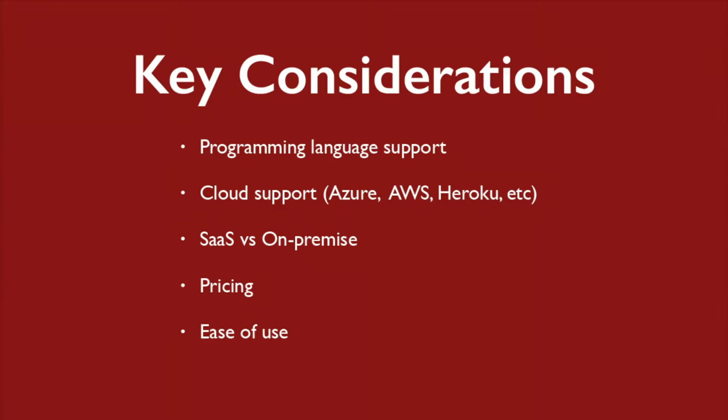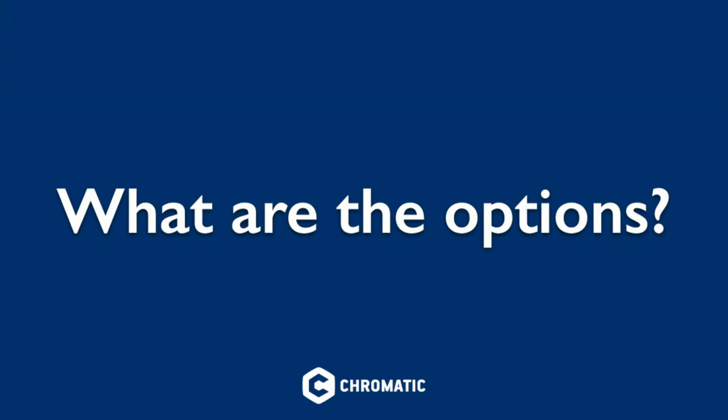Just as a tag on to that, here are some key considerations when you're looking at and choosing an APM solution. Obviously, the programming language support. Is your stack supported by whatever tool or vendor that you're looking at? Does it offer cloud support? Does it provide support for SaaS or your on-premise application? Pricing, obviously, and then ease of use. Some of these tools can get really, really complicated and hard to configure. So what kind of interface are you going to be working with to configure all your metrics and set your thresholds?